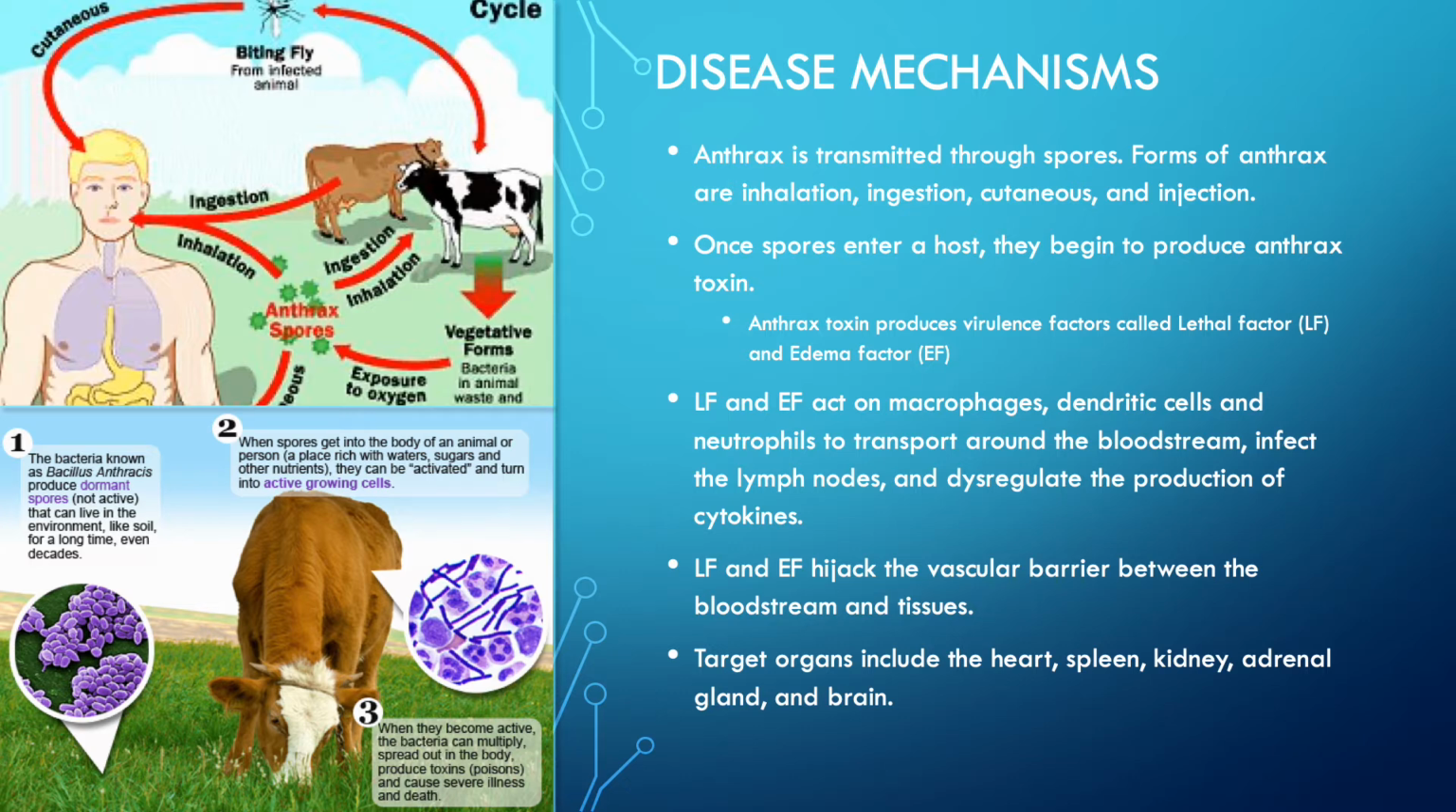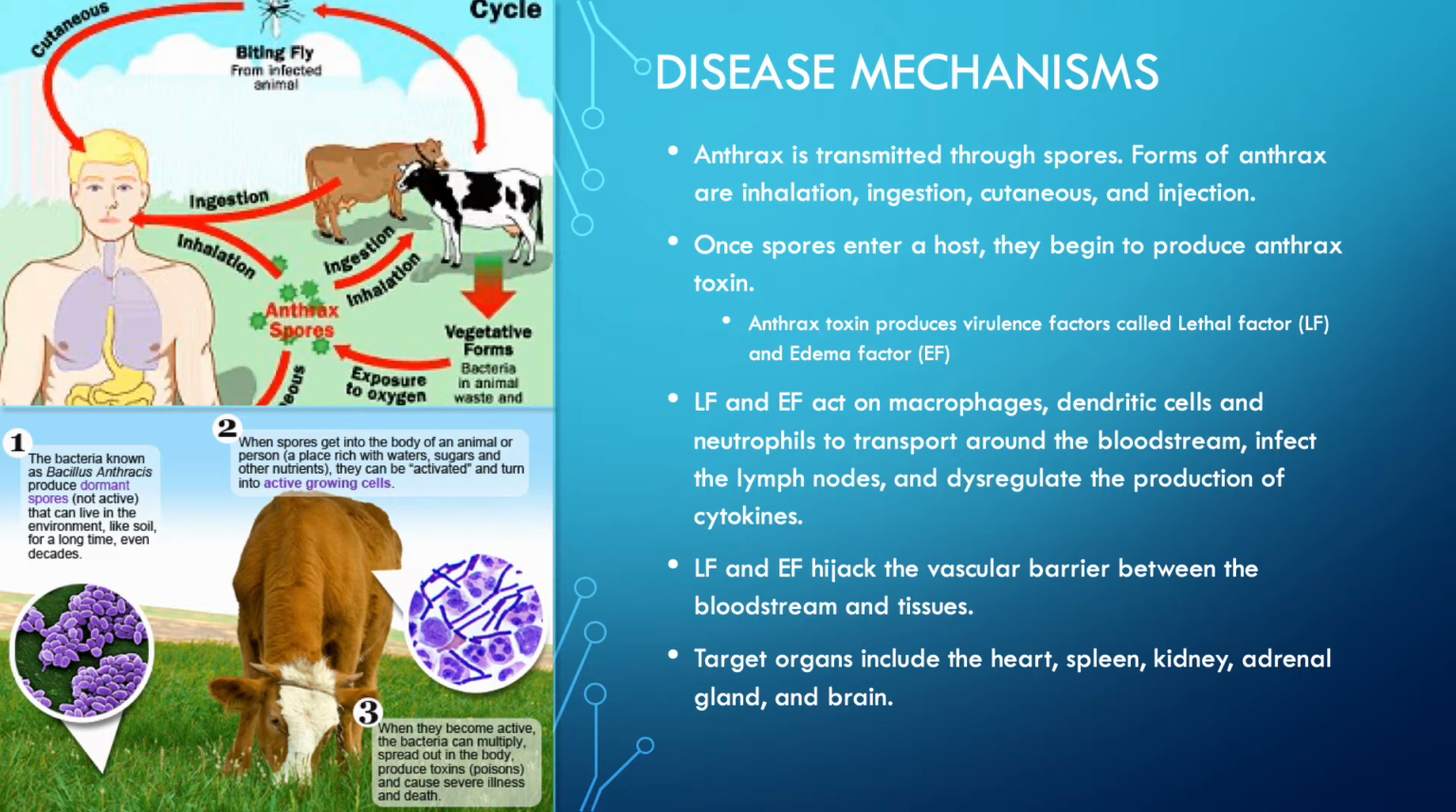The method of transmission of this disease occurs through spores, which can be inhaled, ingested through contaminated food or water, through scrapes or cuts in the skin where the spores are able to enter the body cutaneously, or a more recently discovered pathway of infection, which is injection of contaminated heroin. Anthrax is not spread from human to human or animal to animal.